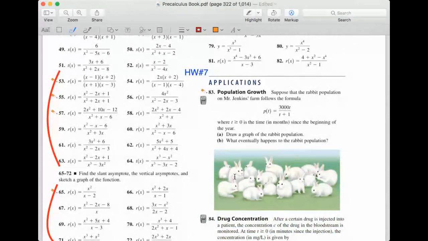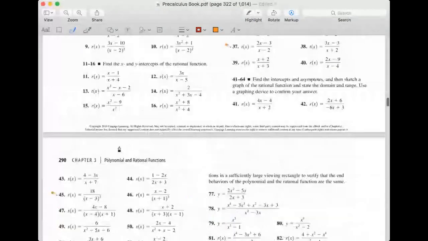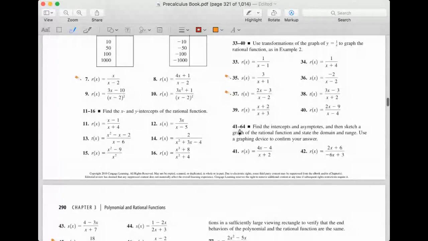All right. So what do we have to do in this question? From 41 to 64, find the intercepts and the asymptotes, and then sketch a graph of the rational function and state the domain and range. Use a graphing device to confirm your answer. Remember, how do we find our range for rational functions? We use the ignore rule, right?